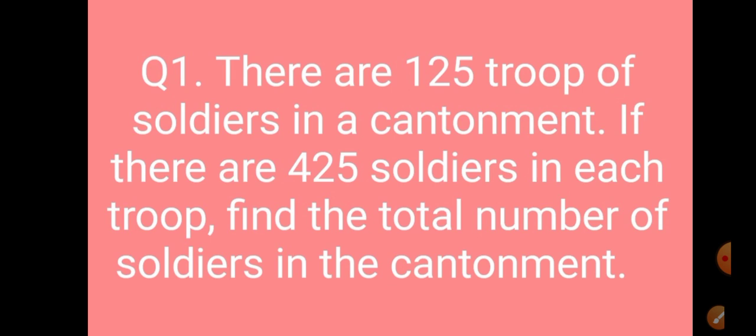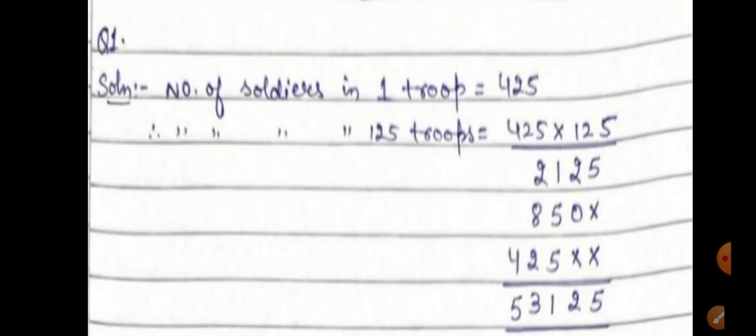Means the number of soldiers in one troop is given, that is 425. So we have to find the number of soldiers in how many troops? 125 troops. So when the number of soldiers in one troop is given and we have to find it for more, then we have to multiply. So we multiply 425 by 125, then we get 53,125 soldiers in 125 troops.